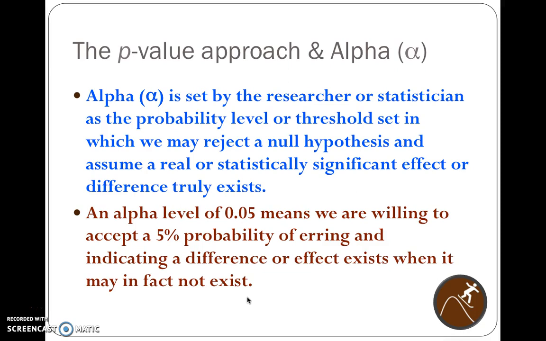So what that means is that when we set our alpha at 0.05, that means that if we have a p-value of 0.04, 0.03, 0.02 on our statistical models or our statistical tests, that means that we're willing to accept up to a 5% probability of error, where we may suggest that a difference exists when in fact it may not exist. So how much are we willing to accept?